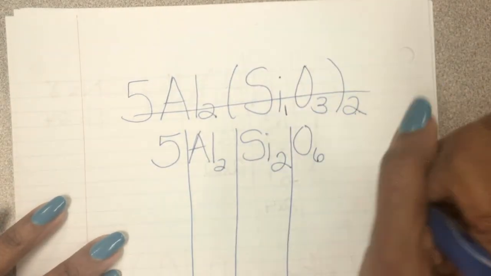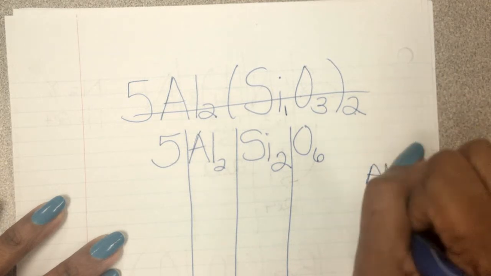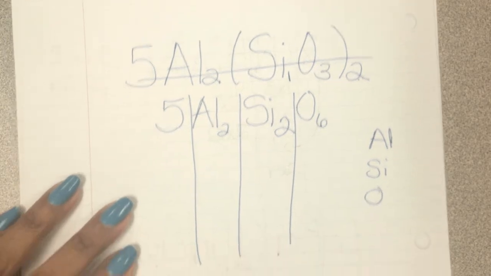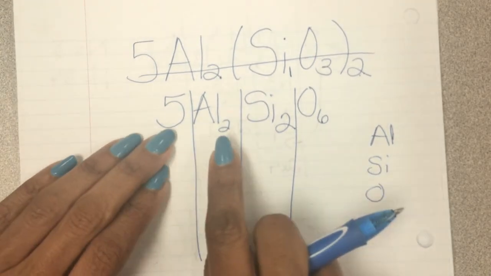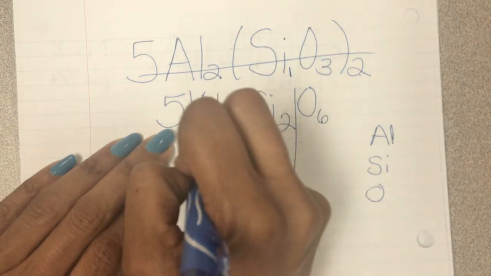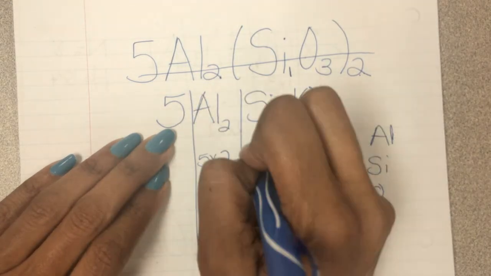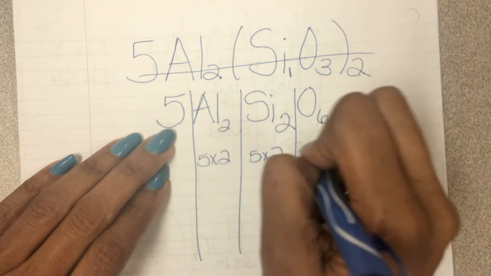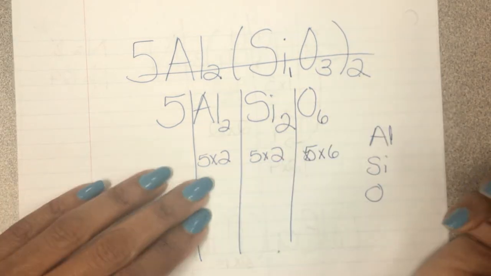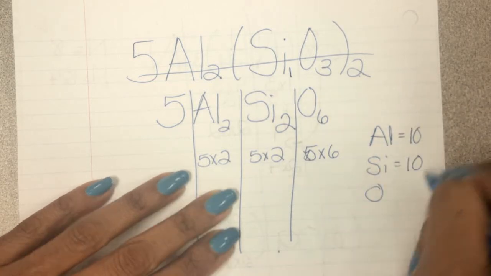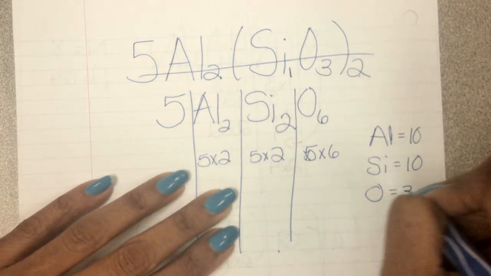Now I draw my lines in front of my capital letters. So I have aluminum, Si, and oxygen. Now the coefficient has to be multiplied by every single subscript. So 5 times 2, 5 times 2, and 5 times 6. So my total aluminum is 10, silicon 10, and oxygen 30.